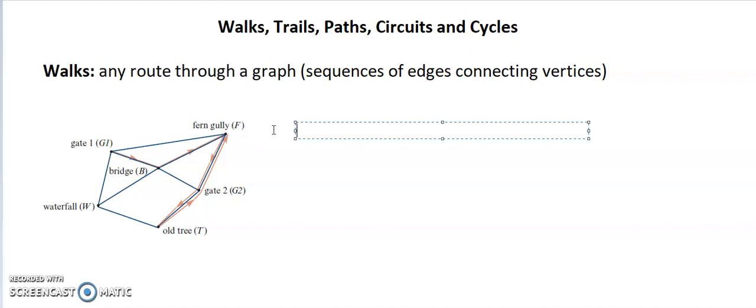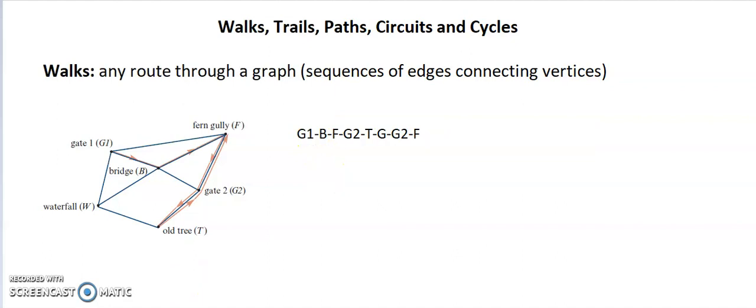So we are starting off at G1. Then we are traveling to B. Then we are traveling to F, going to G2, and through to the old tree, which is T. Then we are going back to gate 2 and then back to the fern gully of F. So we are literally just listing our vertices.